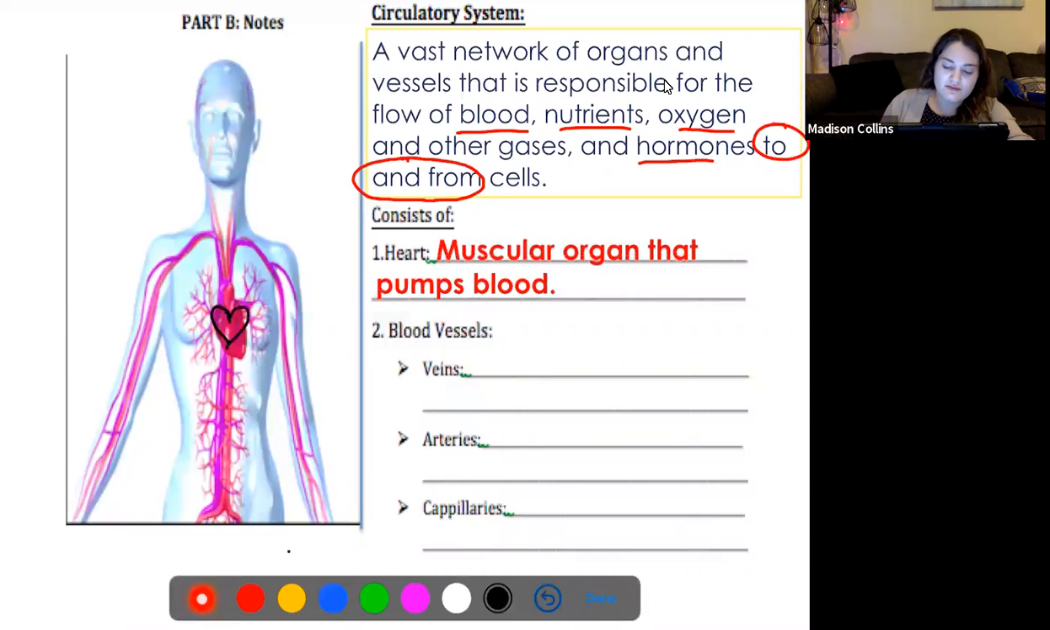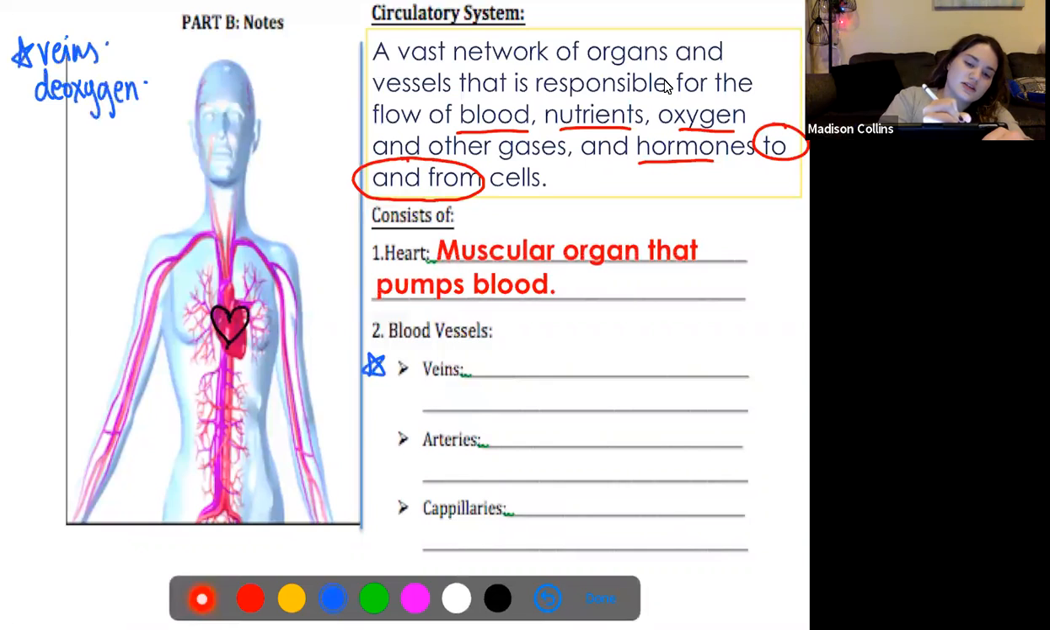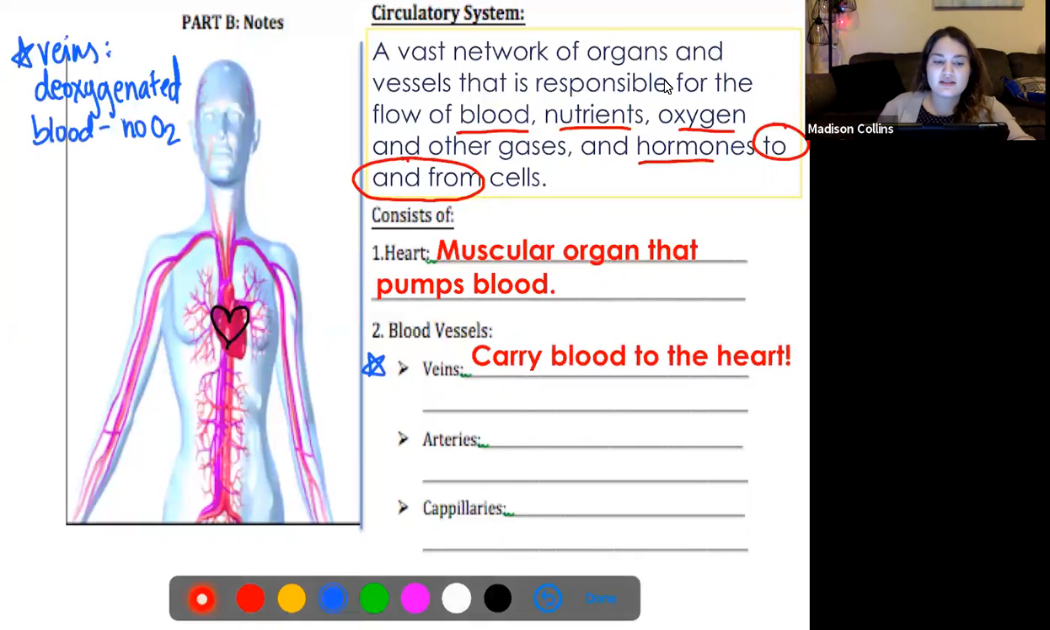The first one is veins. Now, whenever we see a diagram like this, veins are typically represented with the color blue. And that is because veins carry deoxygenated blood. Deoxygenated. And when we say deoxygenated blood, that means that they do not carry oxygen. That blood does not have oxygen in it. And if it does, it's a very, very small amount. Okay, so no oxygen. So what we need to know about veins is that they carry that deoxygenated blood to the heart. They carry that blood toward the heart.